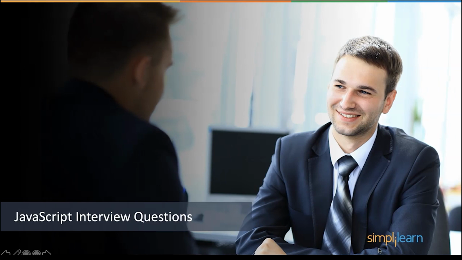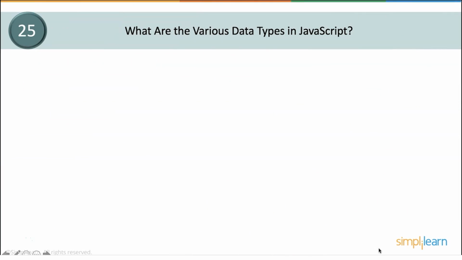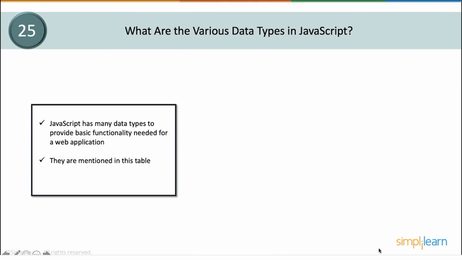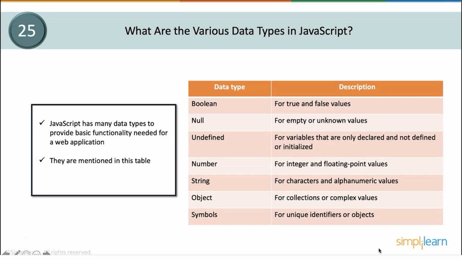Okay, everyone. Our next example focuses on JavaScript interview questions. Here we have a few questions, like what are the various data types in JavaScript. JavaScript contains different types of data types, like byte, short, int, long, float, double, character, boolean. These are the different data types supported inside JavaScript.